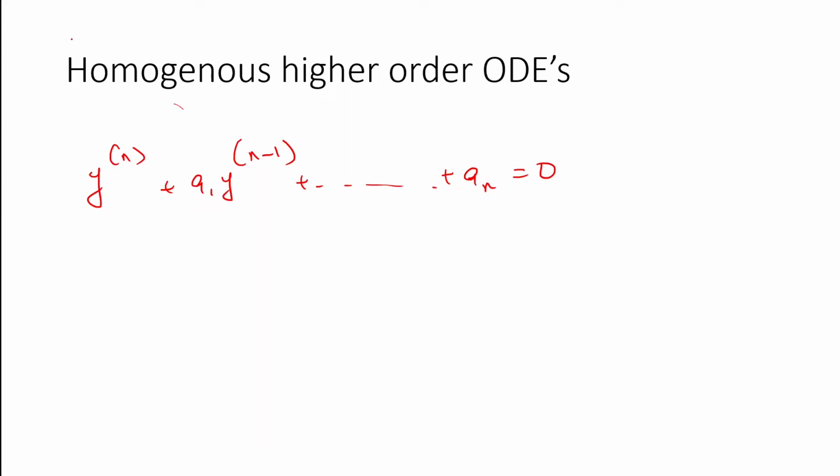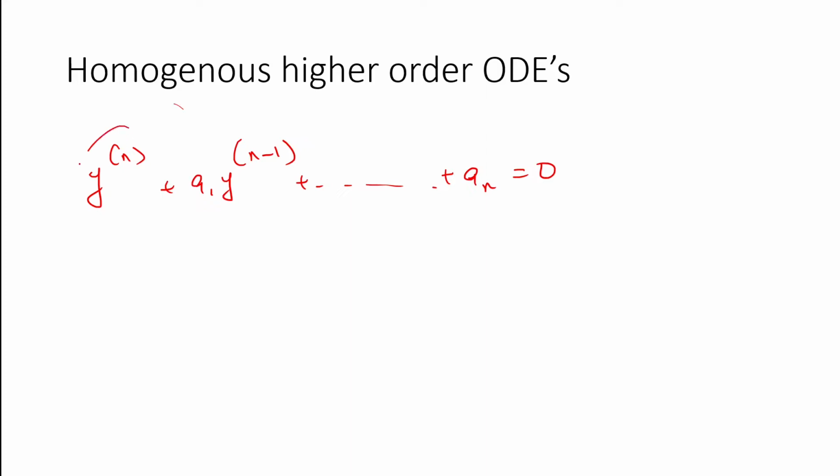What is the meaning of homogeneous? Basically, if the final term is 0, if there is a 0 on the right hand side of the equal to of the equation, then it is called homogeneous. It's good to keep in mind this small principle.